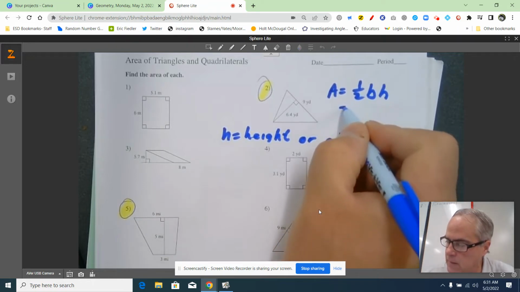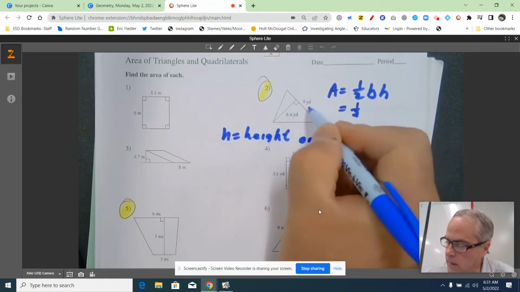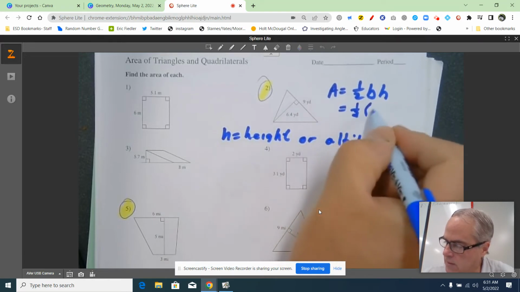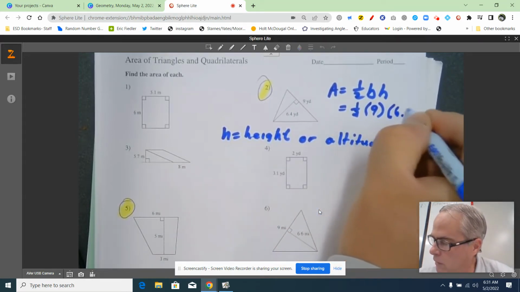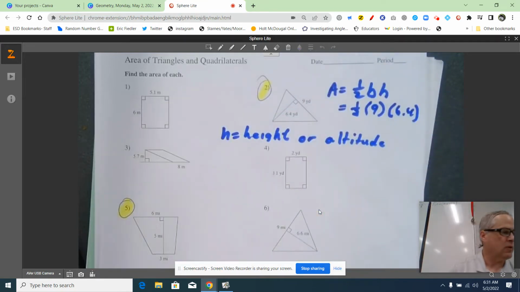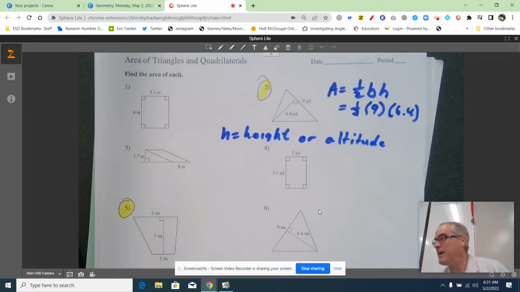So in this question, 1/2 base is what the altitude is drawn to, 9 times 6.4, and these are all yards. I got to check units. And of course, I don't have a calculator. So do 0.5 times 9 times 6.4. Hang on just a second.